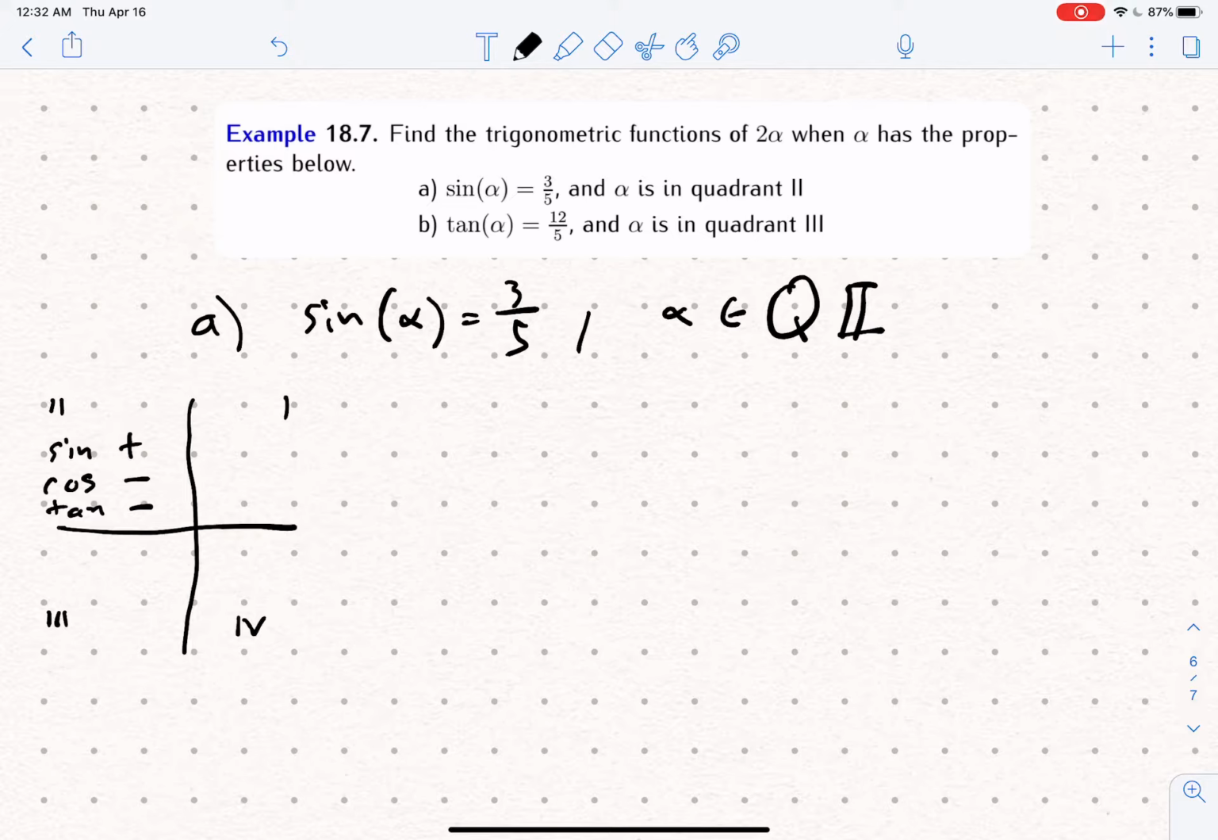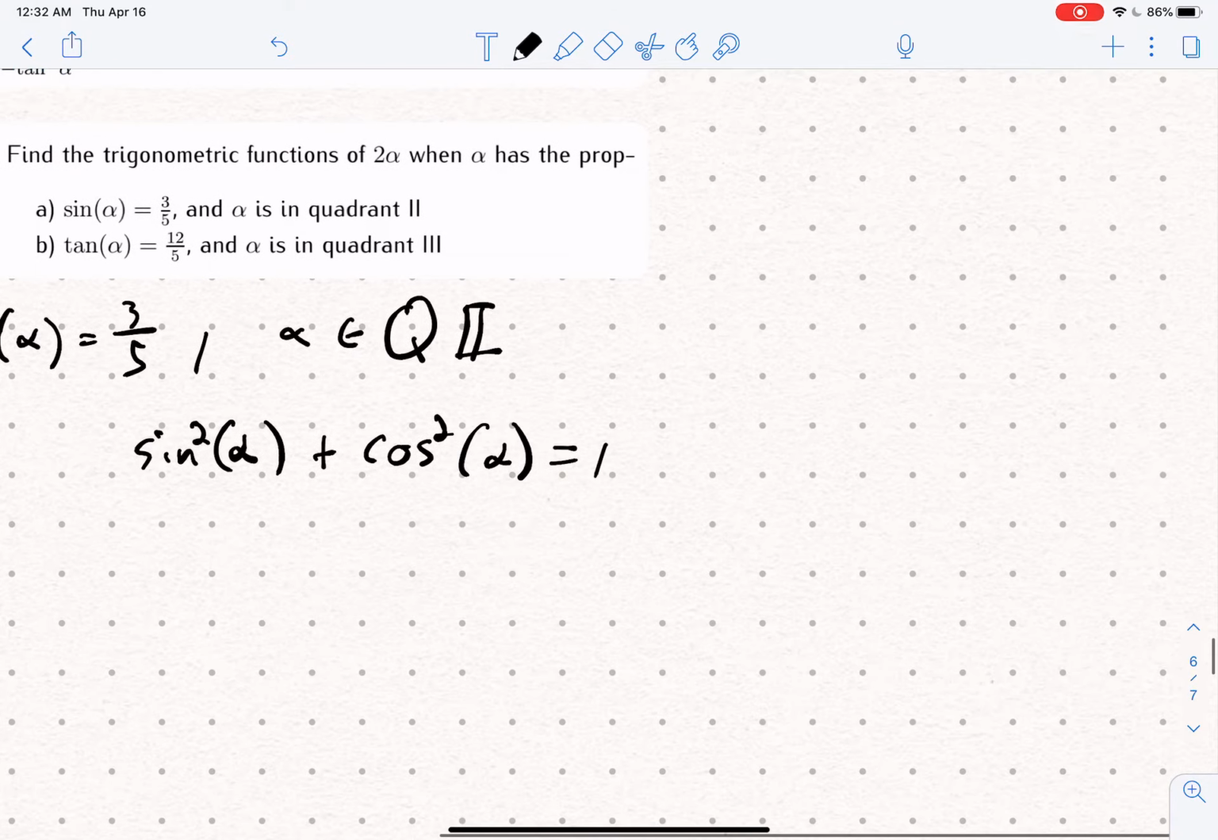The other basic fact that we're going to use here is that for any angle alpha, sine squared alpha plus cosine squared alpha equals 1. So here we have that sine squared alpha plus cosine squared alpha is equal to 1.